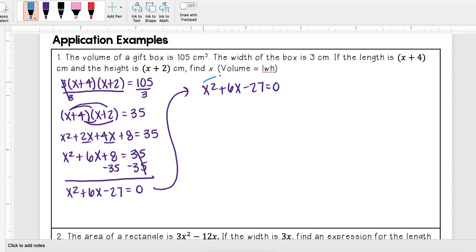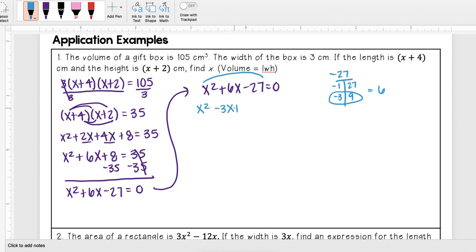So I want to do a times c. So I have 1 times negative 27, and I get negative 27. And so I'm looking for 2 factors of negative 27 that add to a positive 6. So since it's a negative 27, when I'm multiplying, that means that one number has to be negative, the other has to be positive. And since it's adding to a positive 6, that means my smaller number is going to be negative. So I have negative 1 times 27, negative 3 times 9. And I see that those add up to 6.